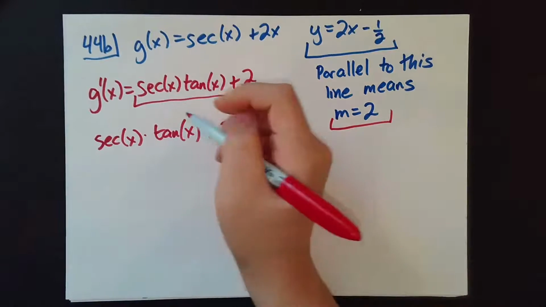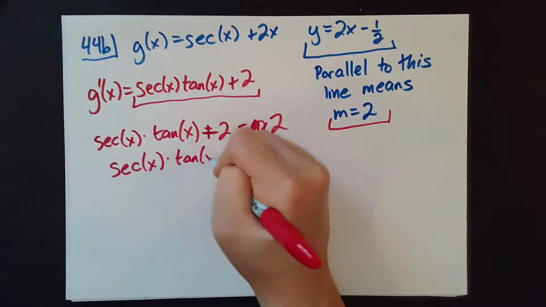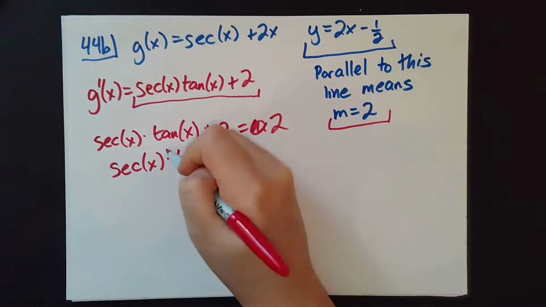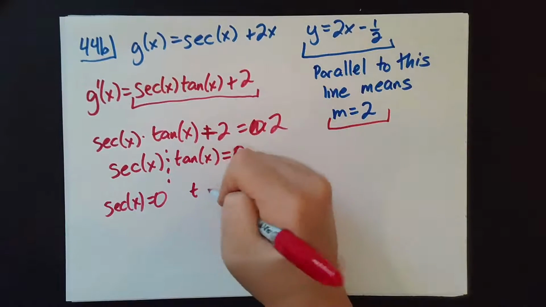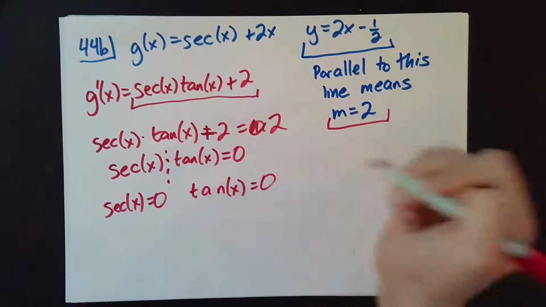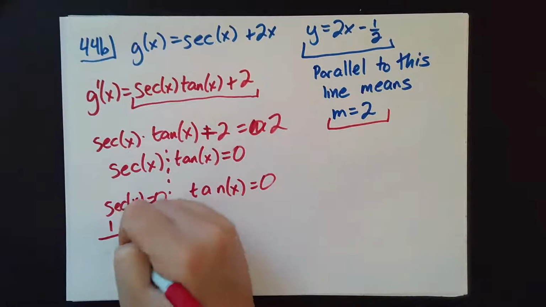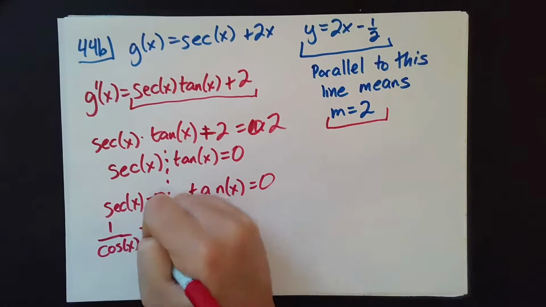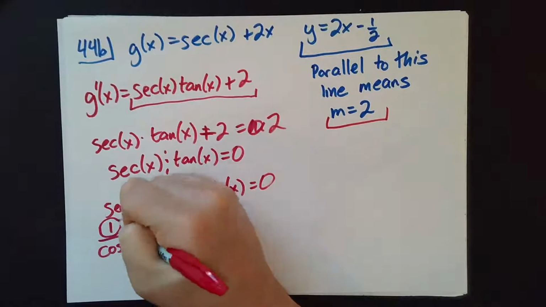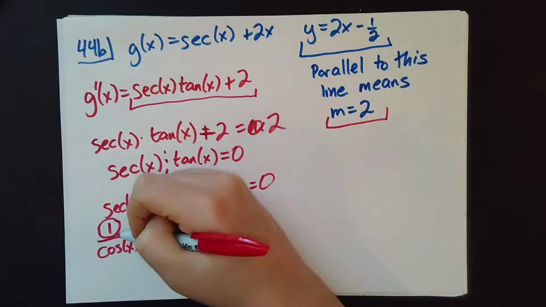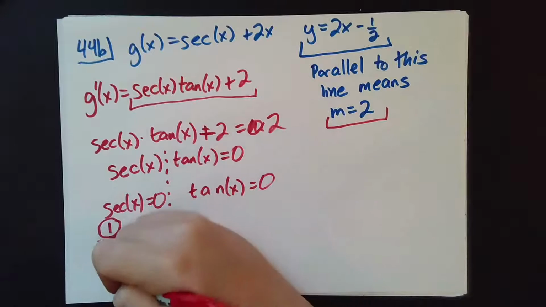So I can subtract the 2 over, so this will give me secant of x times tangent of x equals 0. So the solutions here have either secant of x equals 0 or tangent of x equals 0. Secant of x is 1 over cosine of x. If I want a fraction to be 0, I need the numerator to be 0. Well, 1 is not 0. So in fact, this is never 0. So this never happens.